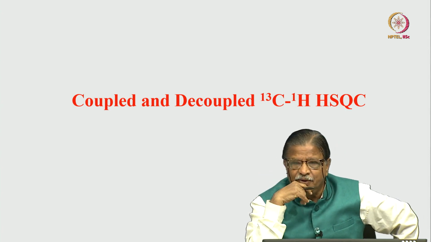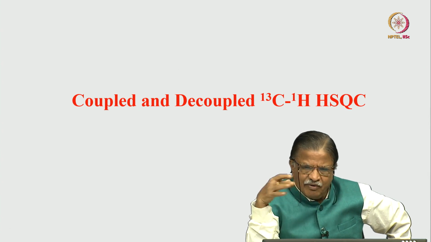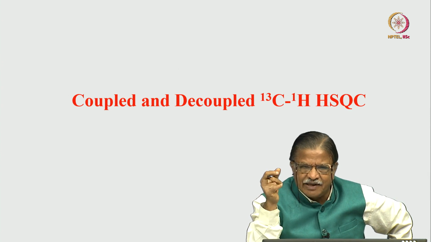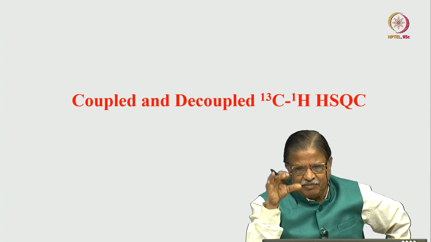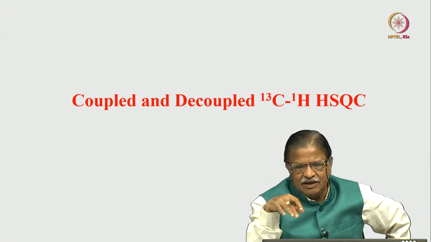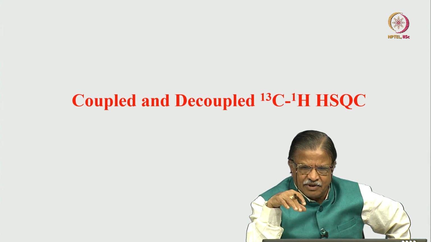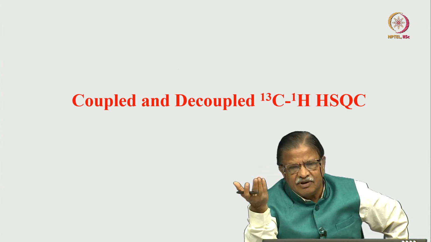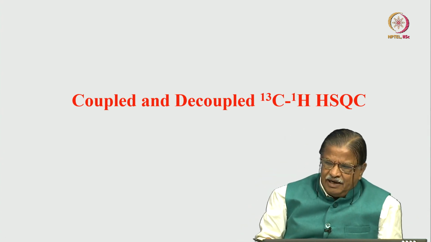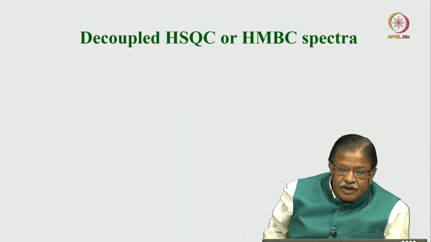In the HSQC experiment, we can do different types of experiments. This has been modified over the years by various workers in the field. We can get coupled HSQC, or decoupled HSQC: decoupling in the F1 dimension and coupling in the F2 dimension, decoupling in the F2 dimension and coupling in the F1 dimension, or decoupling in both dimensions. Varieties of experiments are possible. We will discuss what is coupled and decoupled carbon-13 proton HSQC.